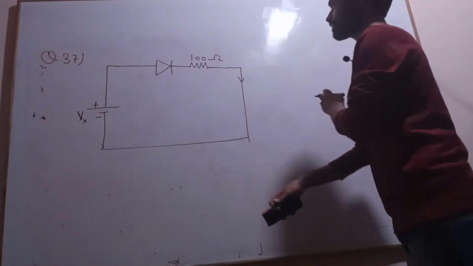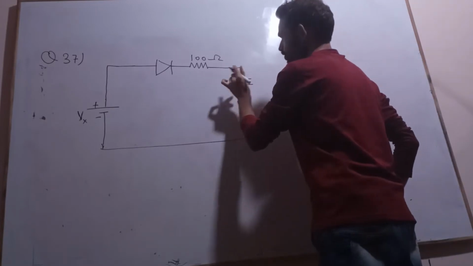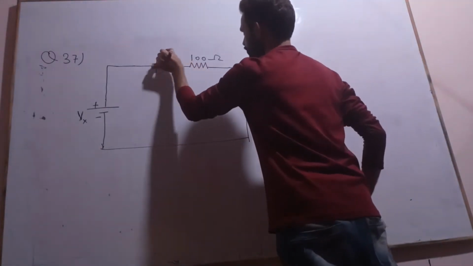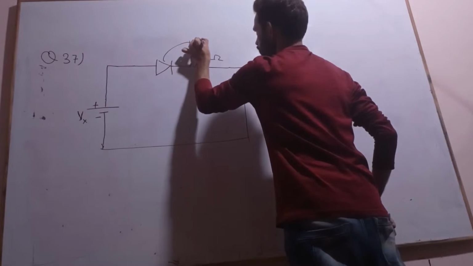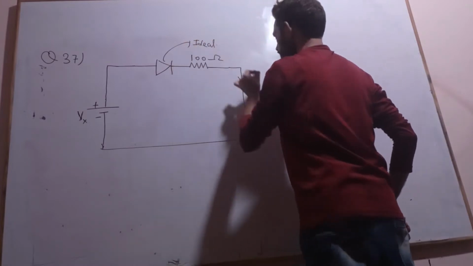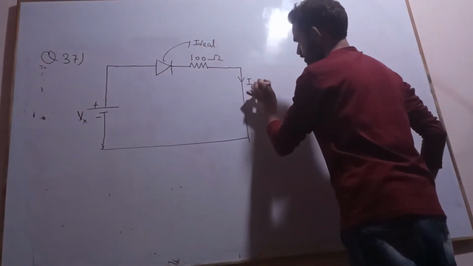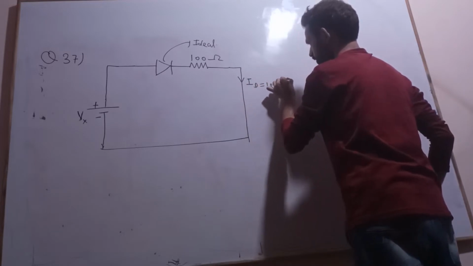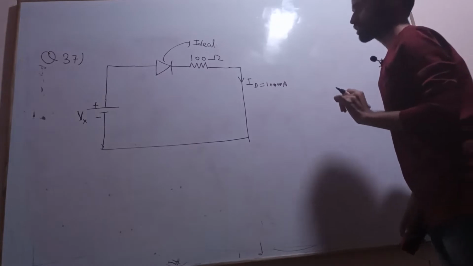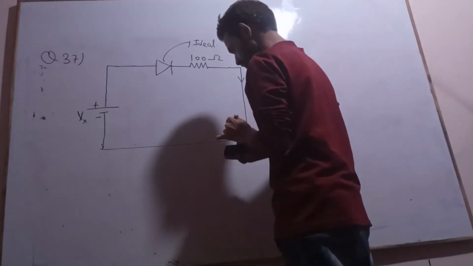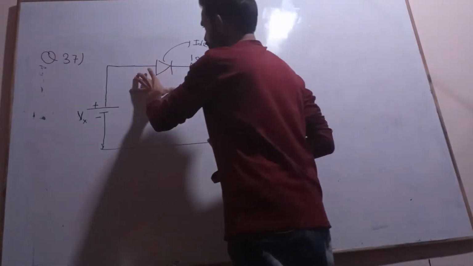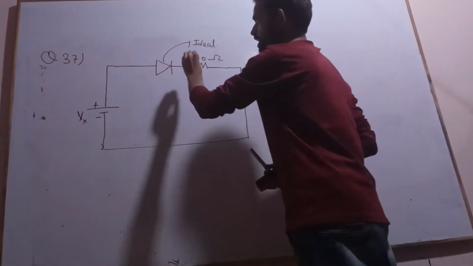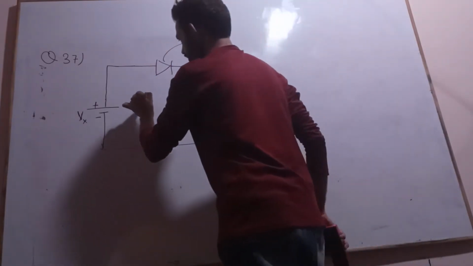Here the current that is flowing through that ideal diode, and the diode is given as ideal, is ID equal to 100 milliampere of current passing through the diode.